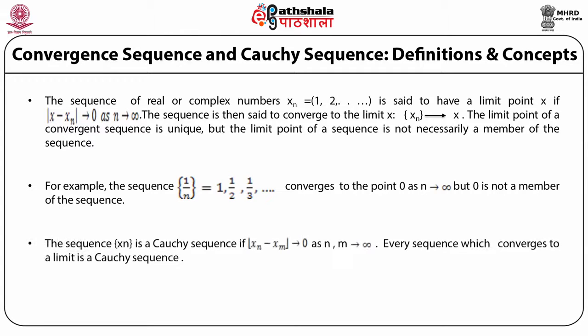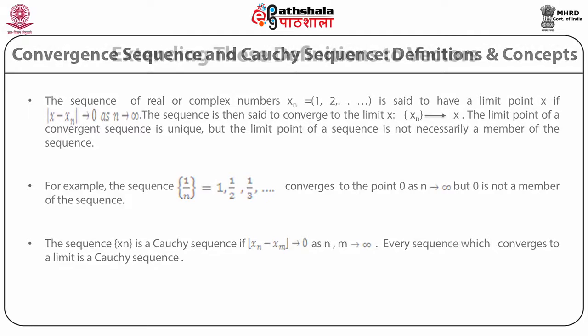Now, the sequence {xn} is called a Cauchy sequence if the modulus of xn minus xm tends to 0 as n and m tend to infinity. Every sequence which converges to a limit is a Cauchy sequence.